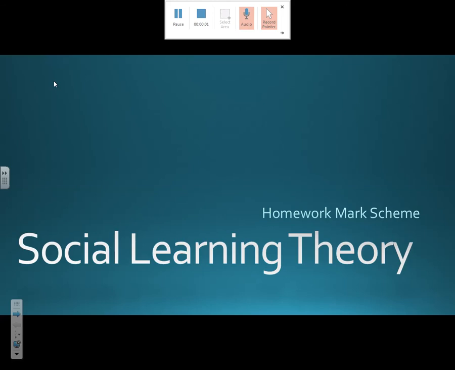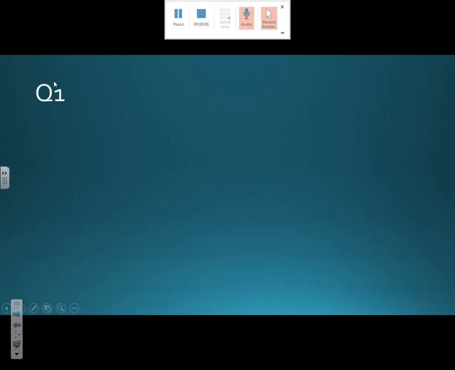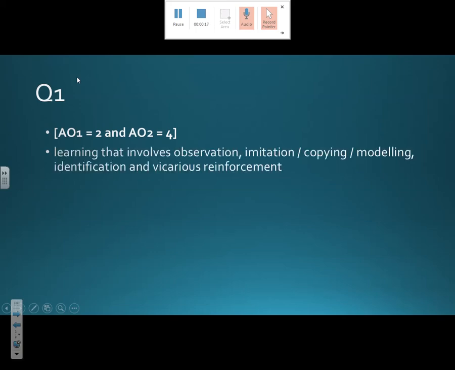This is the video for social learning theory, and this is the homework mark scheme that we are going to look at. So, question 1, it's 2 marks for describe and 4 marks for application. So I really want you to practice your application and prioritise that over your description.